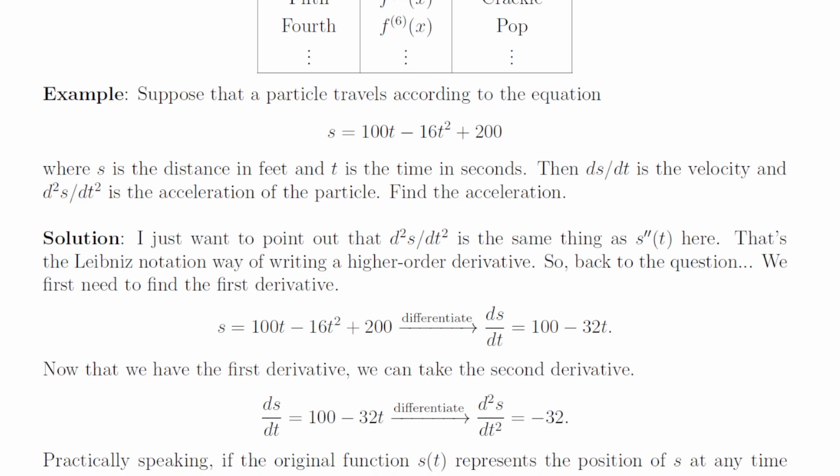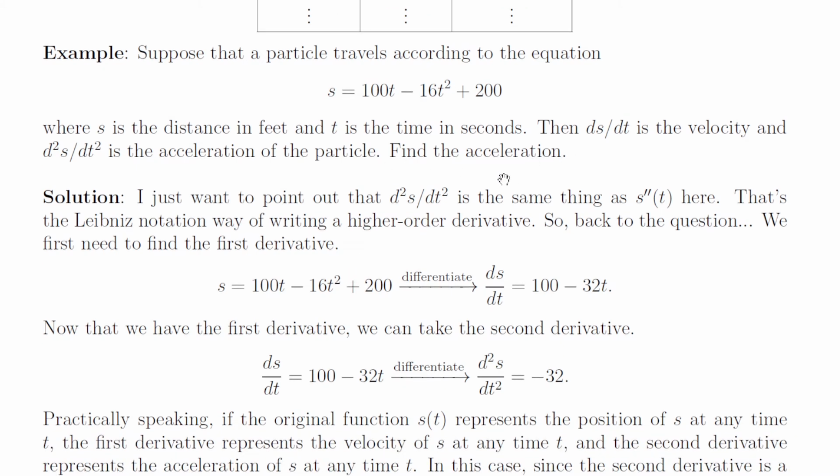So s is the distance in feet. In this case, it's just going to be representing feet. t is the time in seconds. The first derivative, ds/dt, the derivative of position with respect to time, is the velocity. The second derivative, we usually indicate with the exponent 2 tied to the differential in the numerator, and the time in the denominator is going to be squared. That makes sense because acceleration has time squared in the denominator.